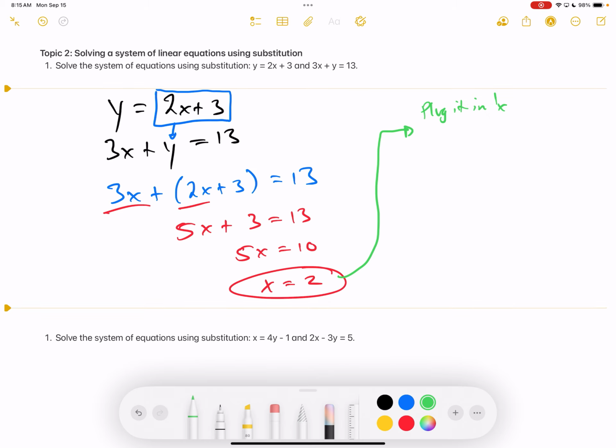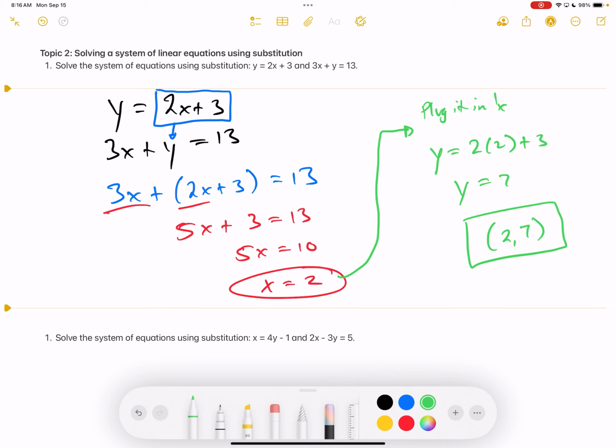So you can plug it back into the top or the bottom one. It does not matter. I'm going to plug it into the top one because it's already solved for y. So I plug a 2 in for my x, and I get y equals 7. So these intersect at the point 2, 7. Okay, these intersect at the point 2, 7.